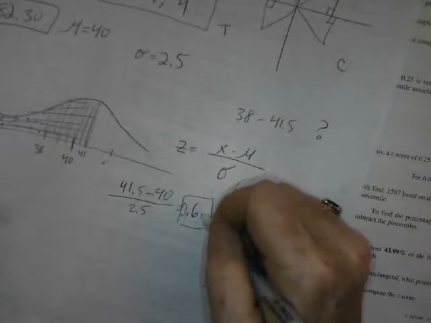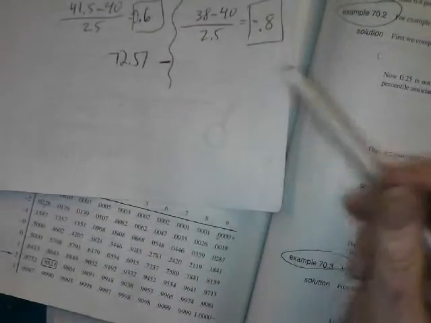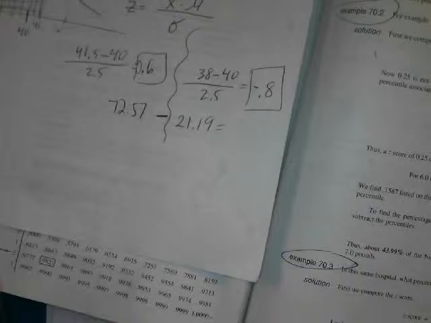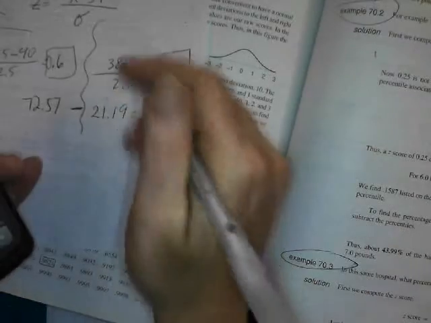So 0.6, you look it up by finding the 0 on this side, and then you go on over to the 6, and that's 72.57%. And then I'm going to end up subtracting for the negative 0.8. So negative 0, and then find the 0.8, and that gives me 21.19. And if I do this subtraction, 72.57 minus 21.19, I got 51.38.